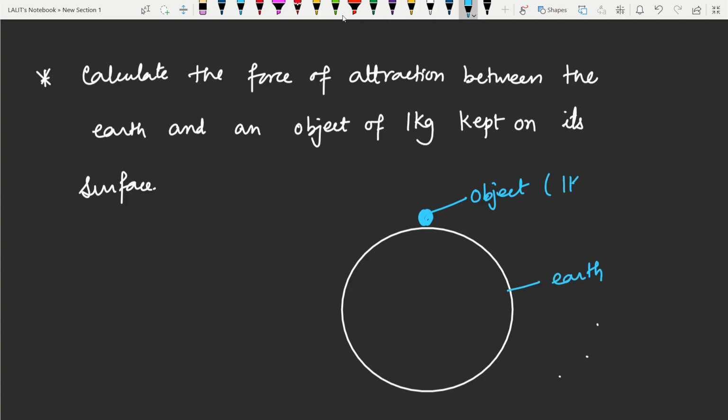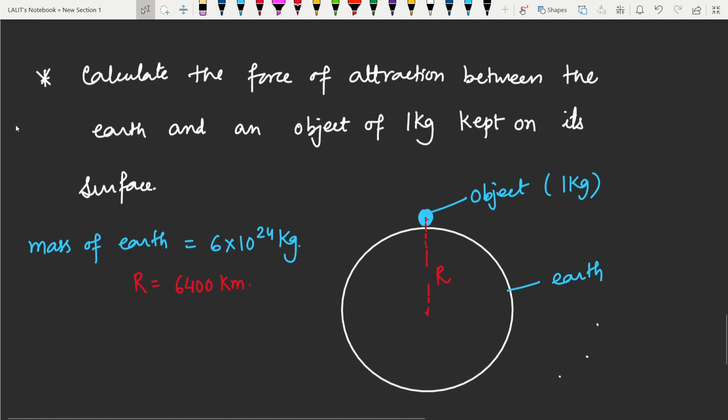The object has a mass of 1 kg. And what is the mass of earth? Mass of earth is 6 into 10 power of 24 kg. And this radius, if we mark from center to center, this radius of earth, this is r, the value of r is 6400 kilometer.